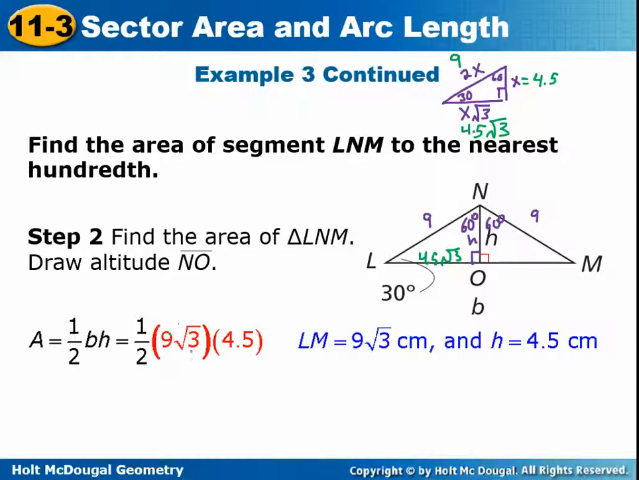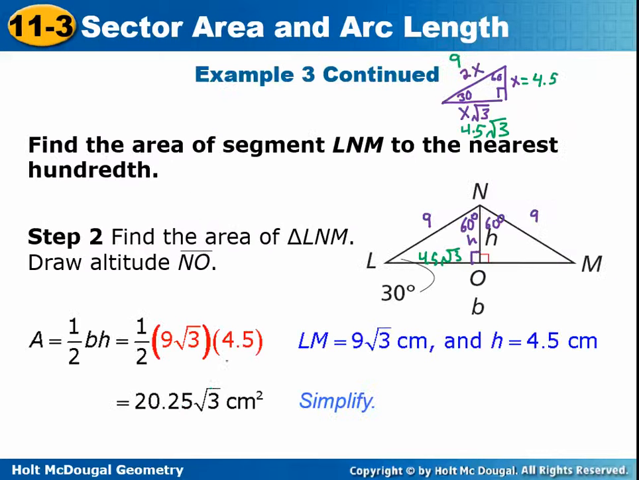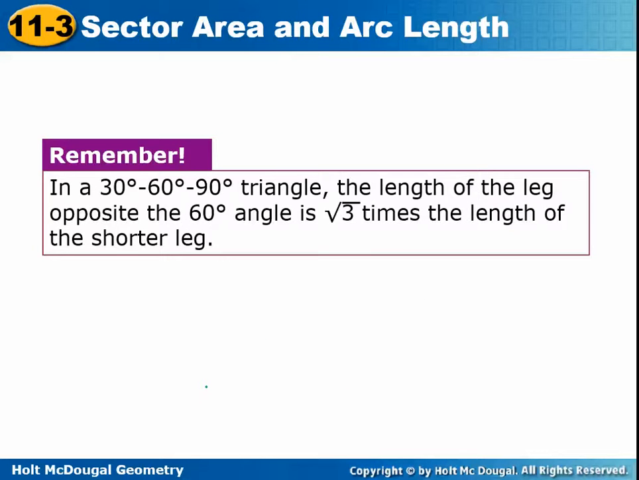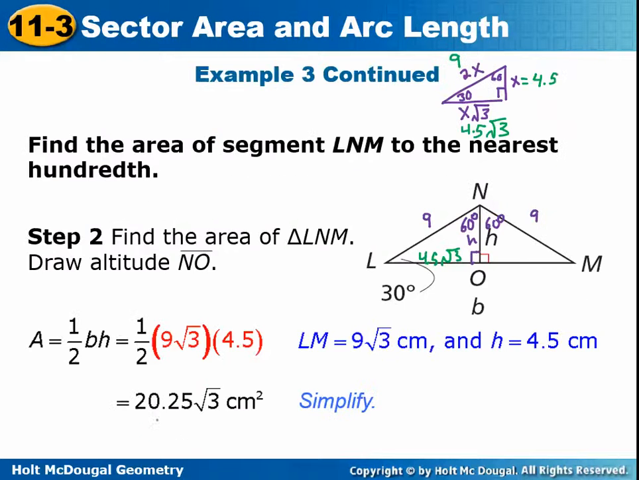So we have 1/2 times 9 square root of 3 times 4.5. They're not done, though. They went to the next problem without finishing it. Oh, here's the rest of it. Okay, so we got 20.25 square root of 3.